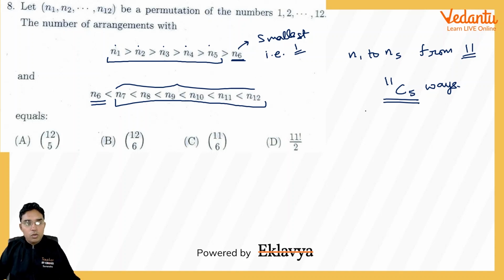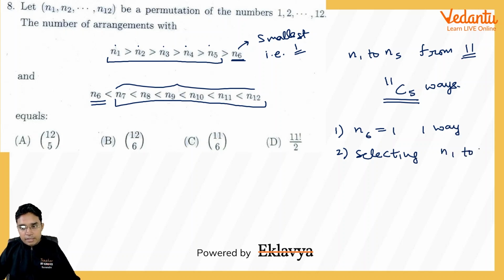Okay, so you can think of this in 3 steps. Number 1, concluding that n6 is equal to 1. So doing that is just one way. Then selecting: it is your choice which set of numbers you want to select first, selecting n1 to n6, or you may select n7 to n12 also.